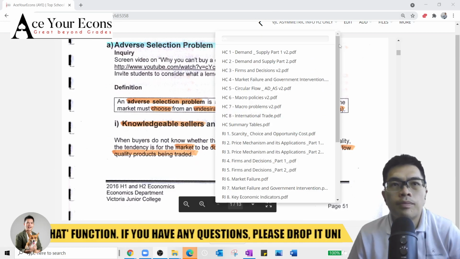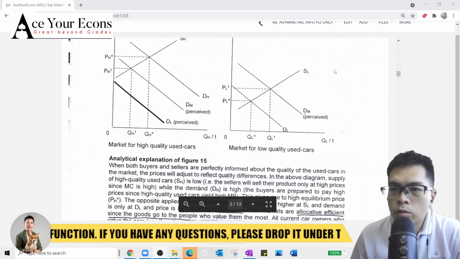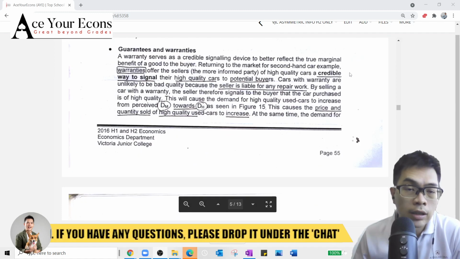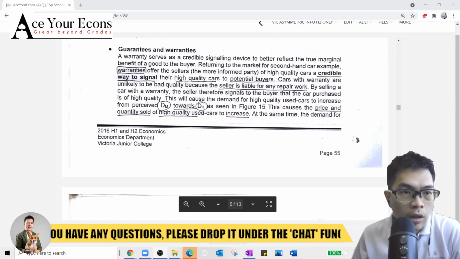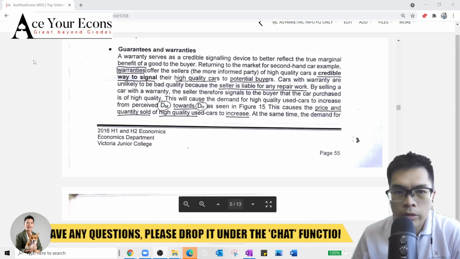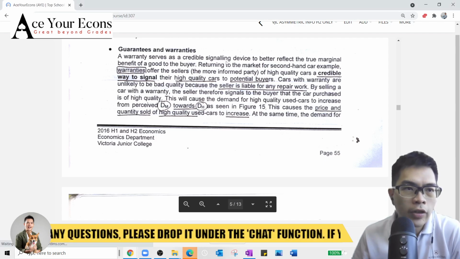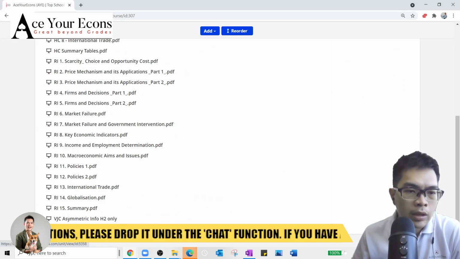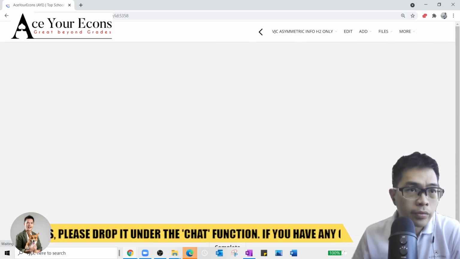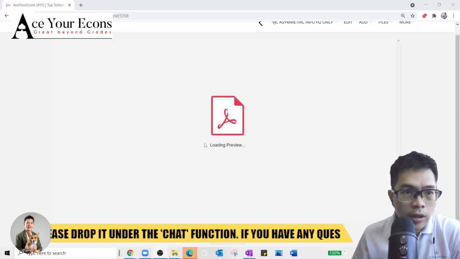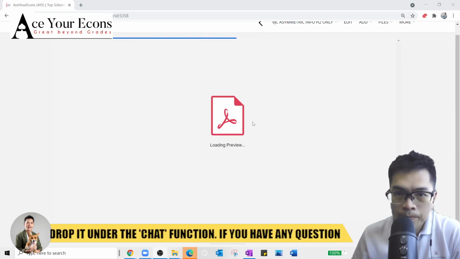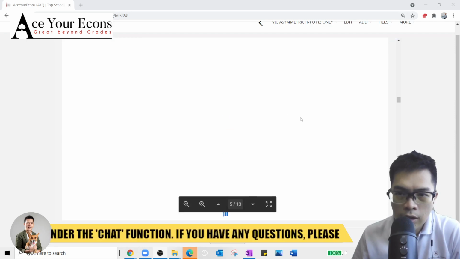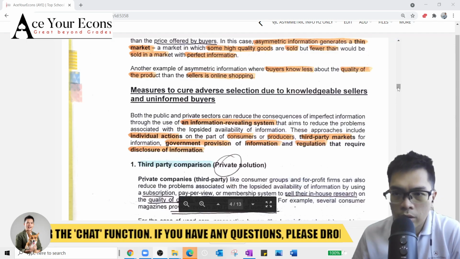All right. I'm just going to quickly address the fire insurance part. I have attached this under top school notes. The VJC asymmetric information notes, you can take a look. I find that their notes are pretty decent for asymmetric information. You can look at the fire insurance part. Just now I got the example wrong.